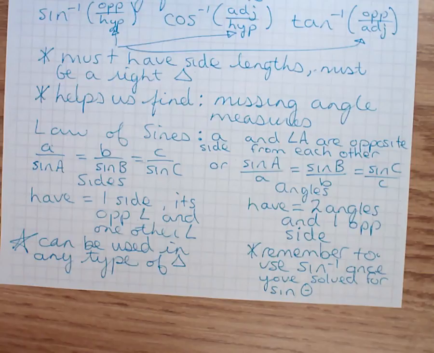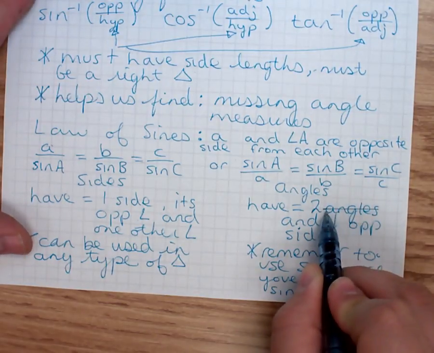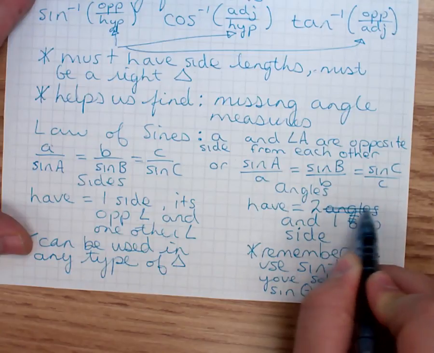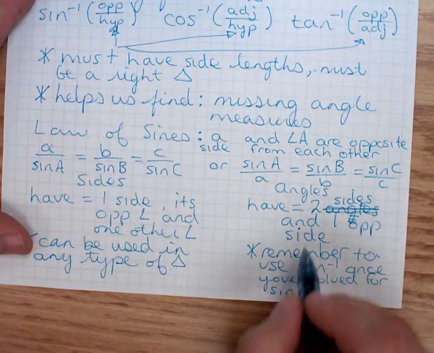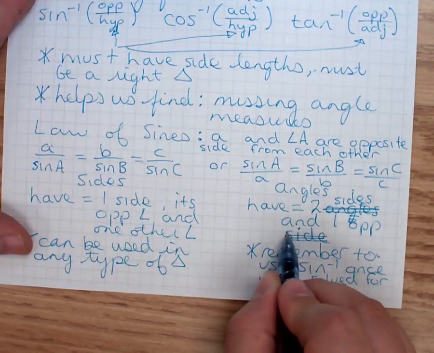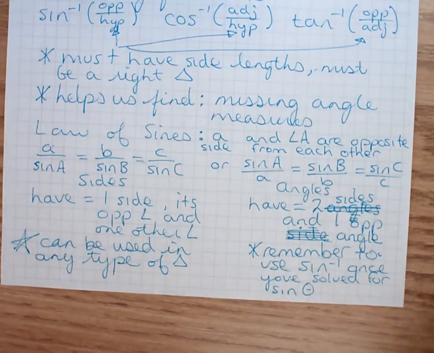Yes? Why would you need 2 angles for that? Because if you have 2 angles, why can't you just subtract from 180? Oops, you're right. Two sides and 1 opposite angle. I apologize for that. Good catch.